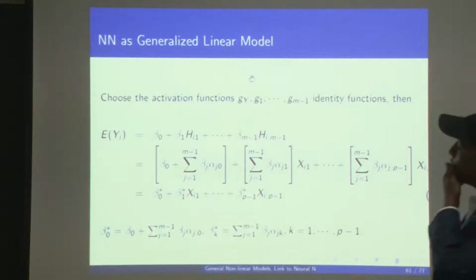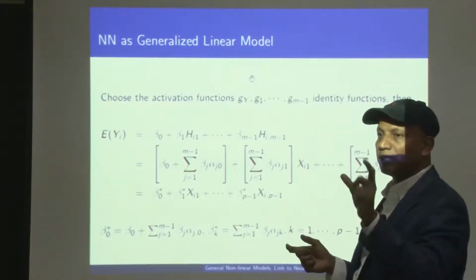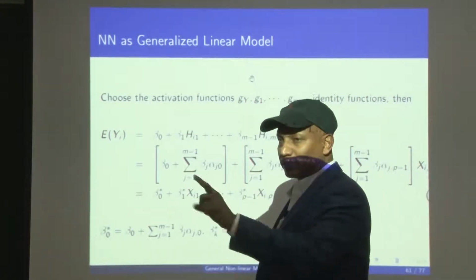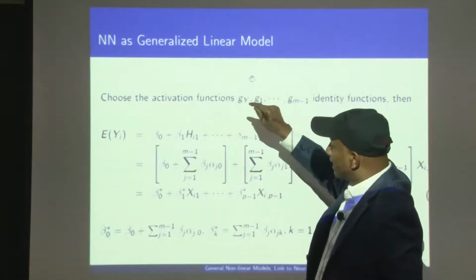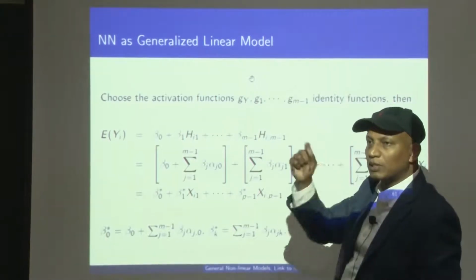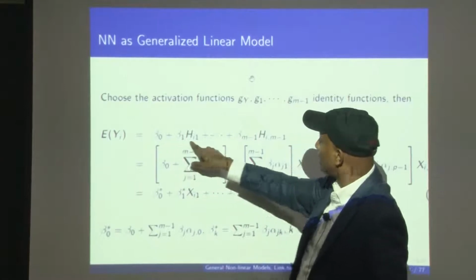But next I'm going to show that it is nothing but a nonlinear model. I showed you it's a nonlinear model. Now I'm going to show it's not a nonlinear model; actually, it's a linear model. Take the special case where all these activation functions are the identity function. That's also a neural net. Then this becomes like this.